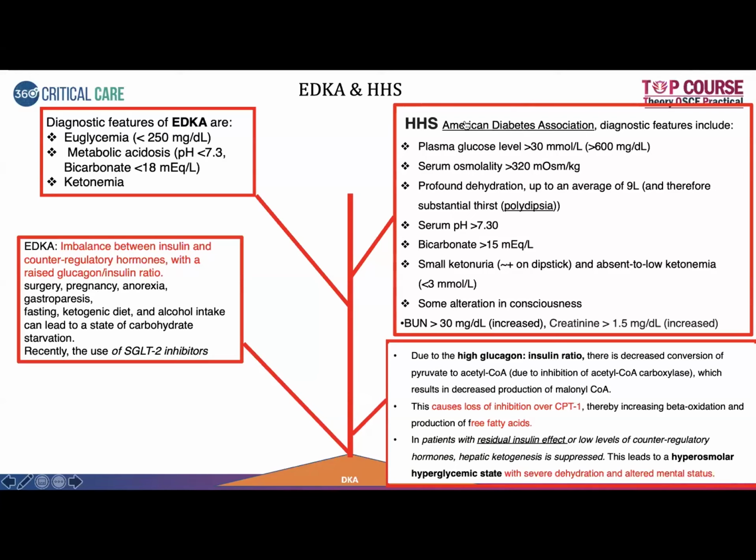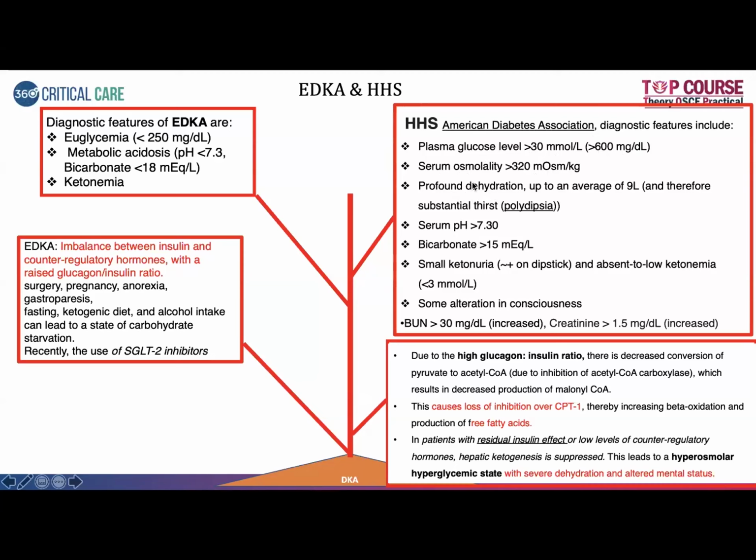Criteria for HHS is a plasma glucose level more than 600, and the serum osmolality should be more than 320 milliosmoles per kg. Because of the significant rise in the glucose level and high osmolality, there is osmotic diuresis, and there will be profound dehydration with an average deficit of about 9 liters. And the pH is usually, there's no acidosis.